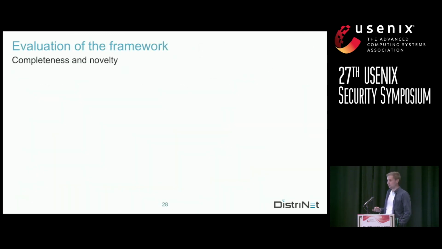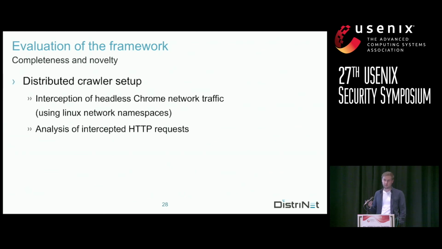So we also evaluated the framework. We wanted to see if it was complete, if there were already some bypasses being used in the wild that we did not detect, but also if any bypasses that we had detected were already being used in the wild. And for this, we used a distributed crawler setup. We intercepted requests with a headless Chrome instance using the Linux network namespaces. And we analyzed all cross-site requests initiated by the websites that we visited.